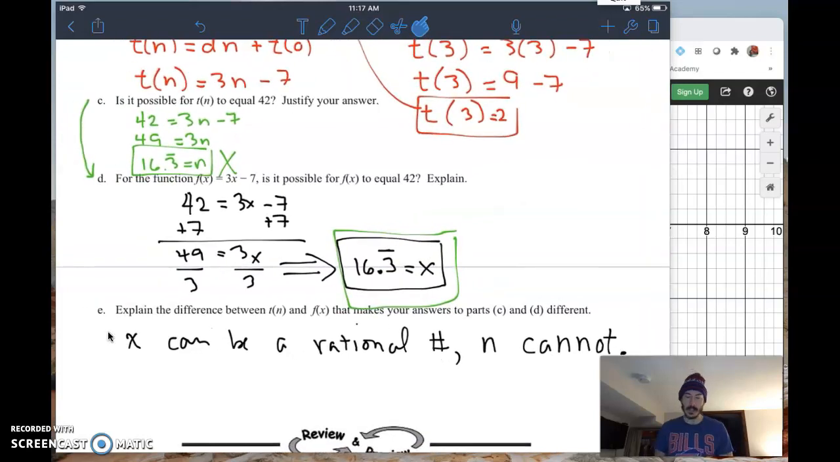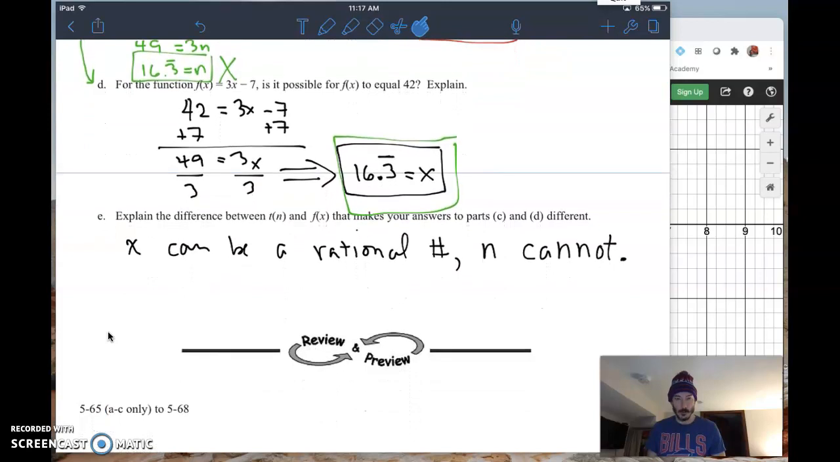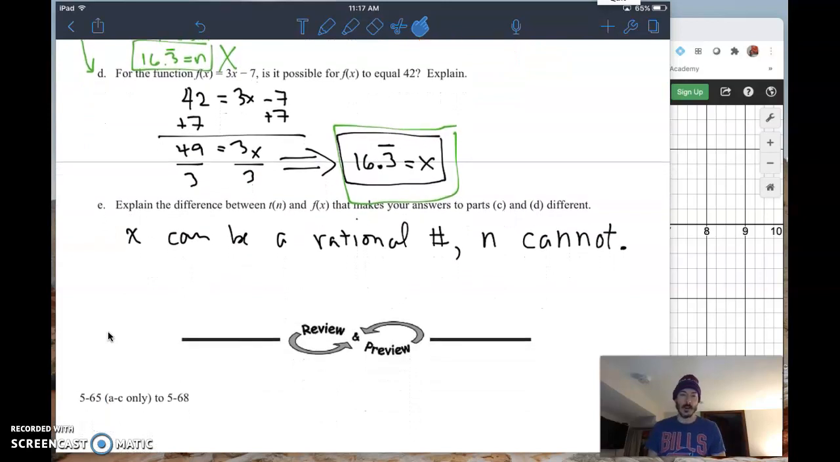And in part E, you see that description written in Anderson shorthand. Explain the difference between T of n and f of x that makes your answers to parts C and D different. And the answer is x can be a rational number. n cannot. All right, folks, a little bit of review preview. Check that out, give yourself the ideas that maybe you need to ask some questions about, and get those questions asked and answered.